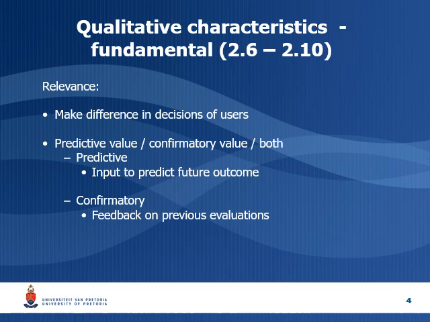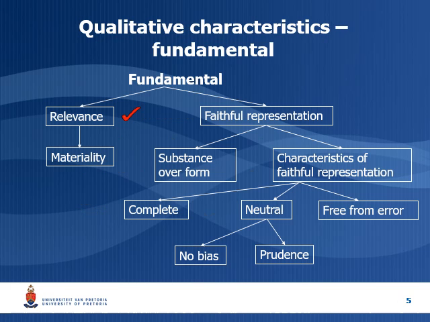Confirmatory value means that financial information provides feedback about previous predictions or evaluations. For example, revenue for the current year can be used to evaluate revenue predictions made in prior years. Now, often information that has predictive value will also have confirmatory value. Now you know when information will be regarded as relevant. One aspect of relevance that we need to consider in more detail is materiality.